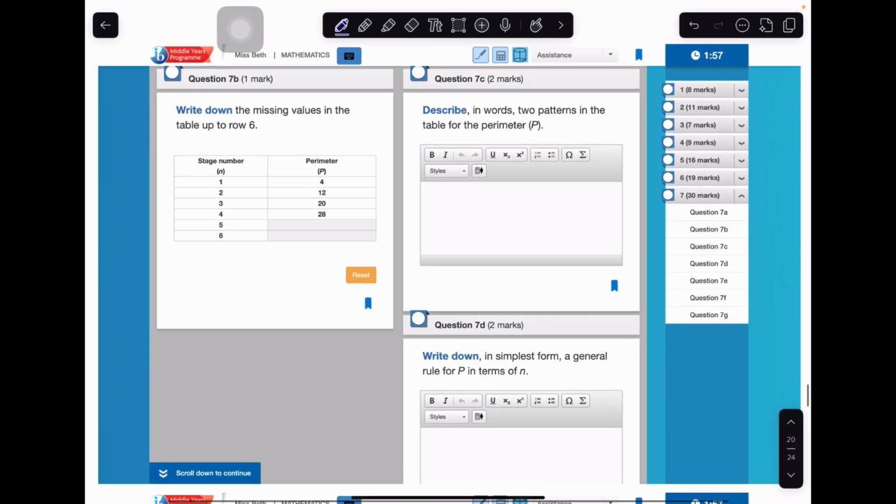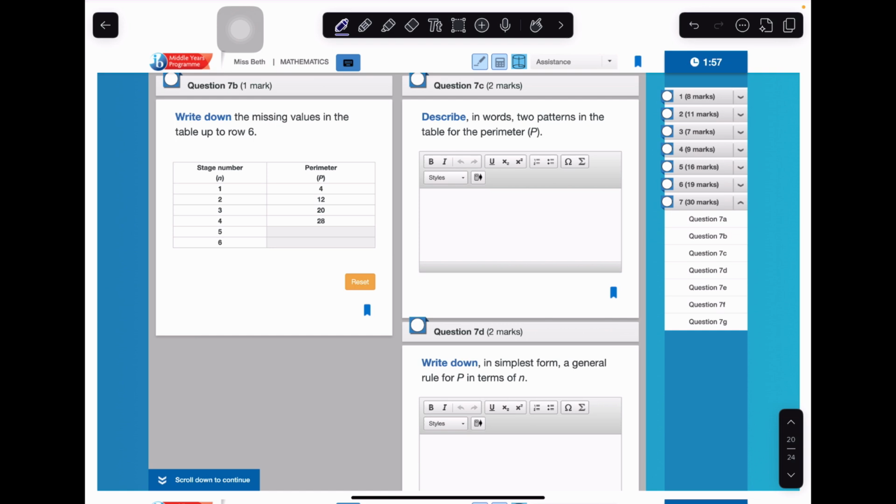On to part B. Write down the missing values in the table up to row 6. So here is plus 8, plus 8, plus 8. So my pattern is adding 8 each time. So the next one would be 36 and then 44. So again, that's 7B done.